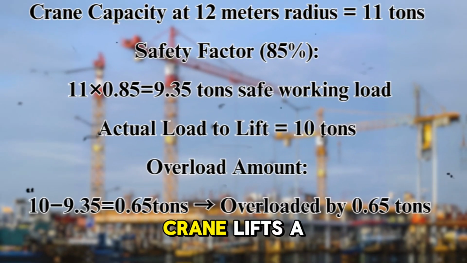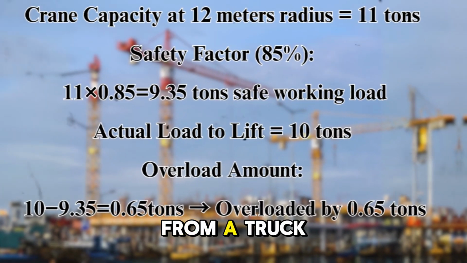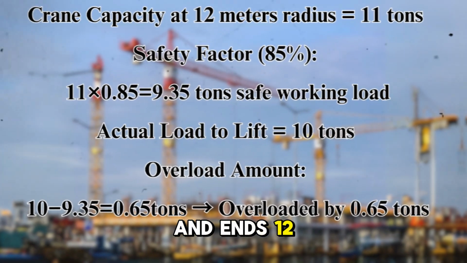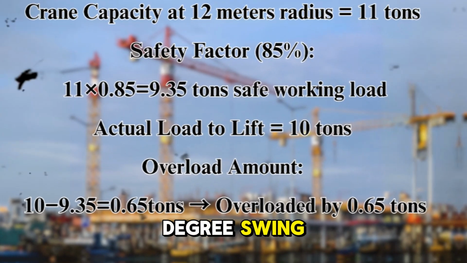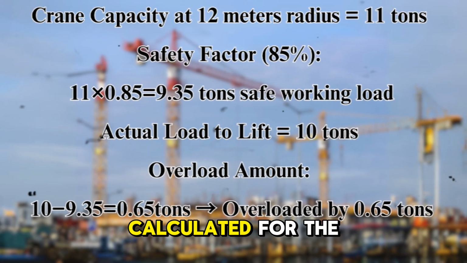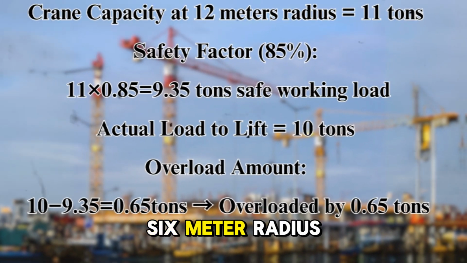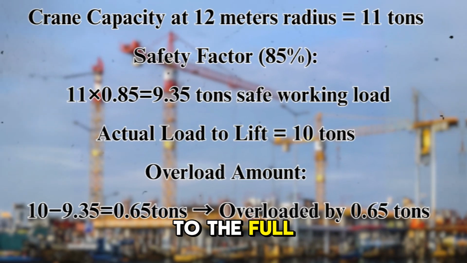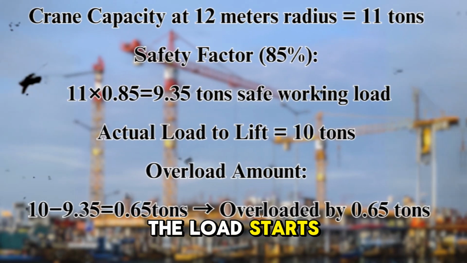Problem 3, slewing during the lift. A 40-ton crane lifts a 10-ton generator from a truck. The lift starts at 6 meters and ends 12 meters away after a 90-degree swing. The team only calculated for the initial 6-meter radius. Here's the problem. Crane charts apply to the full swing path, not just where the load starts.